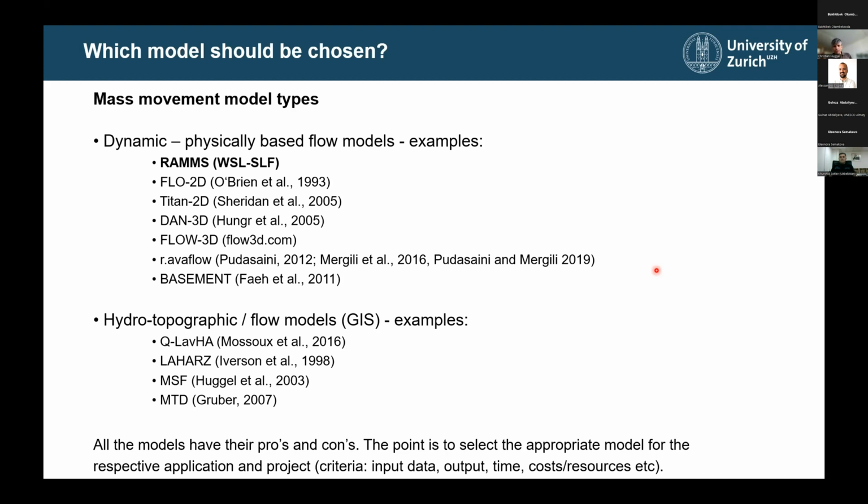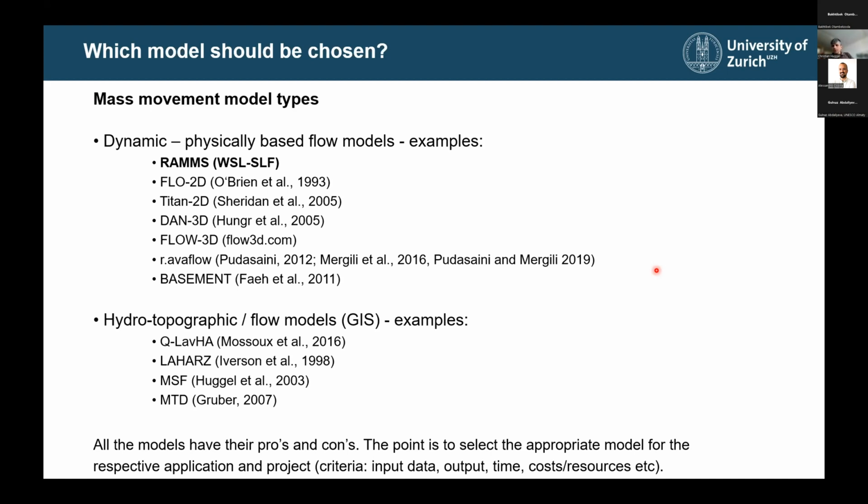The very important point is no model is perfect. All the models have their pros and cons. So they have advantages and they have disadvantages. The point is really to select the appropriate model for the respective application and project. And here, for instance, criteria could be input data, output, what you want, the time you need, the cost and resources, etc.